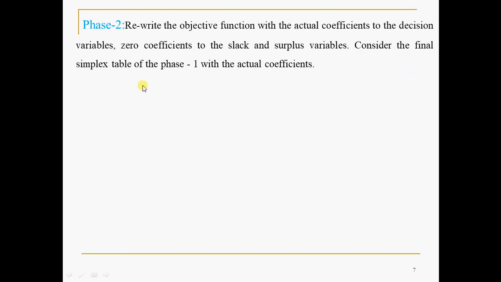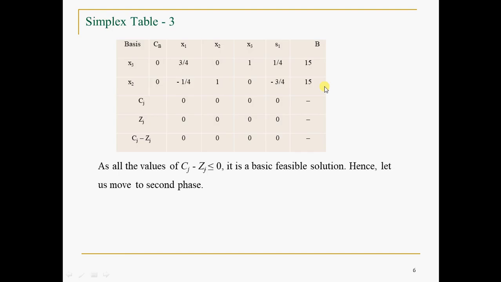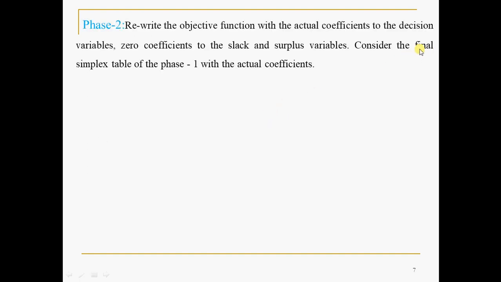Now consider the final simplex table of pace 1 with the actual coefficients. Whatever you have concluded, this simplex table 3 or final simplex table, will become the initial simplex table in pace 2. Wherever you have concluded that all Cj minus Zj is less than or equal to 0, that final simplex table of pace 1 will become the first simplex table in pace 2. What I mean is, consider the final simplex table of pace 1 with the actual coefficients.